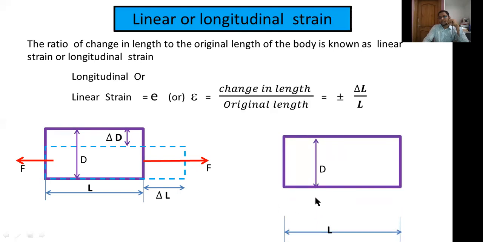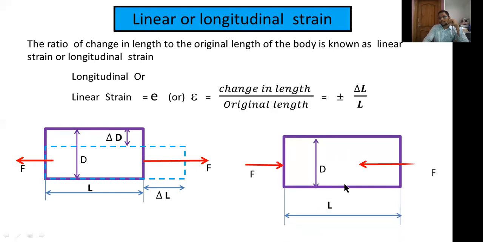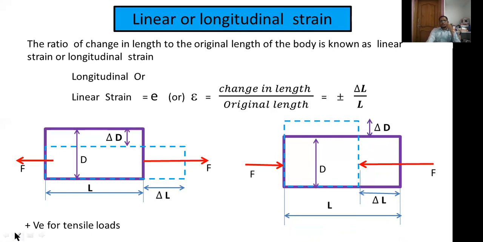Now I am applying compressive loads on the same body. If I am applying compressive loads on this body, what happens? The length of the body may decrease and the diameter of the body may increase due to the compressive forces. Delta L is the change in length and delta D is the change in diameter. Here, the positive sign is for tensile loads and the negative sign for compressive loads.